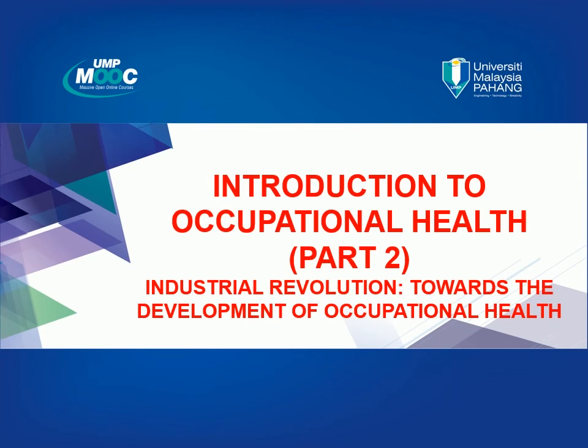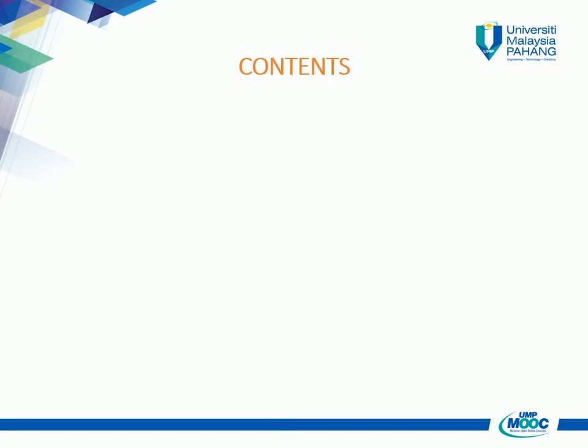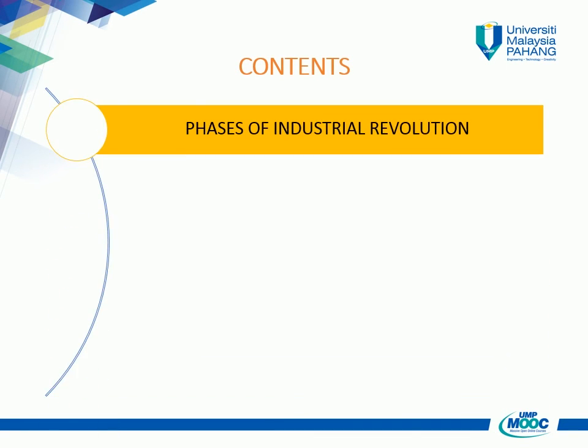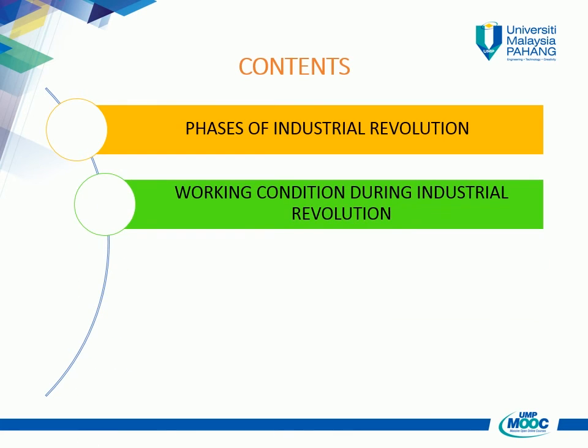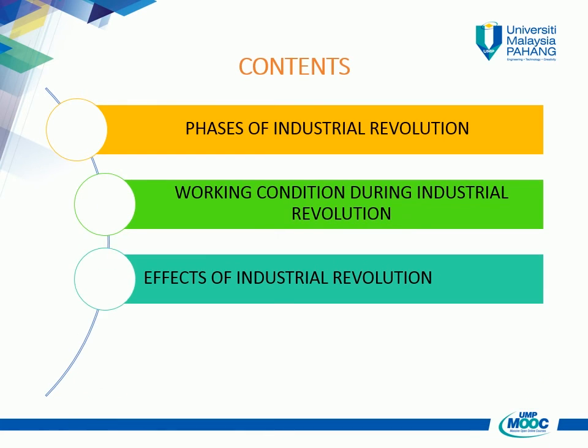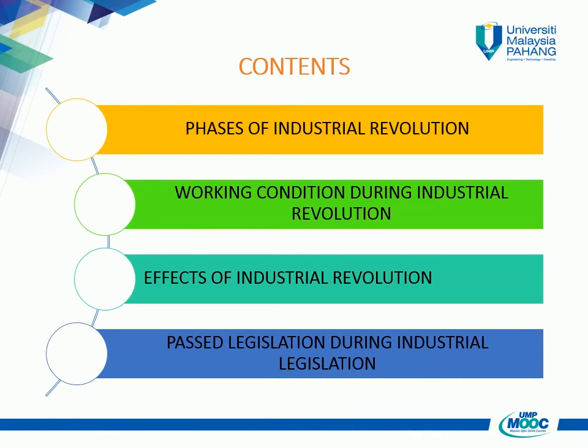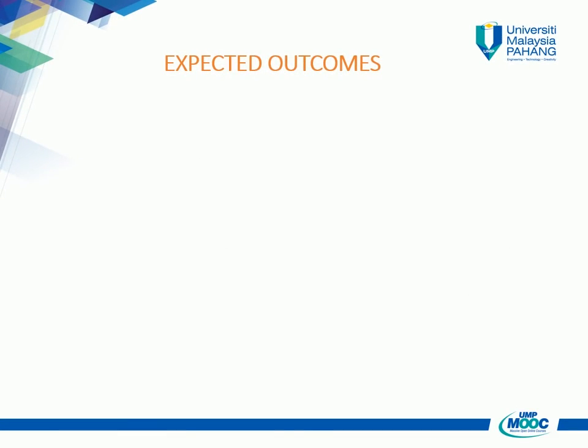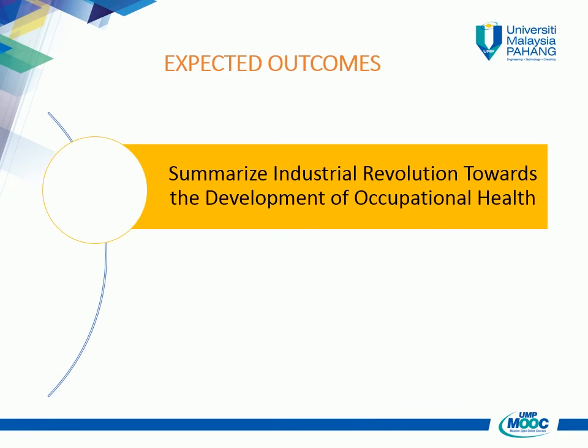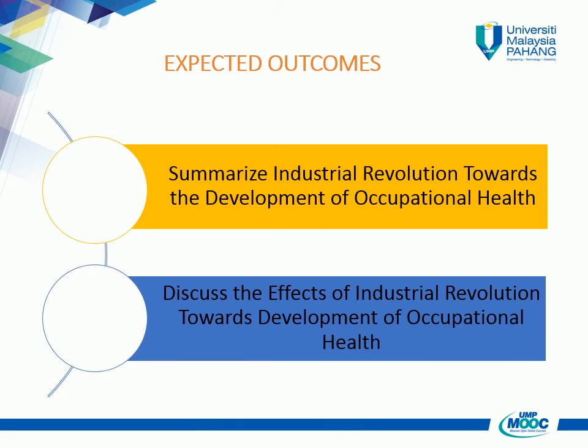In this part of the chapter, we will be discussing the Industrial Revolution and development of occupational health. Subtopics to be covered include phases of Industrial Revolution, working conditions during Industrial Revolution, the effects of Industrial Revolution, and past legislation. With that, at the end of this part of the chapter, you are expected to be able to summarize Industrial Revolution phases and discuss the effects of Industrial Revolution towards the development of occupational health.